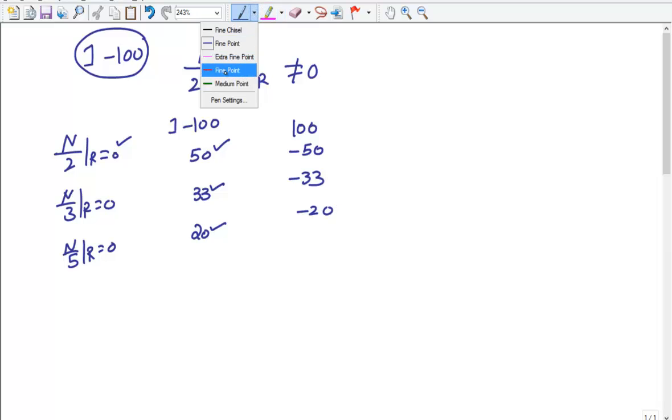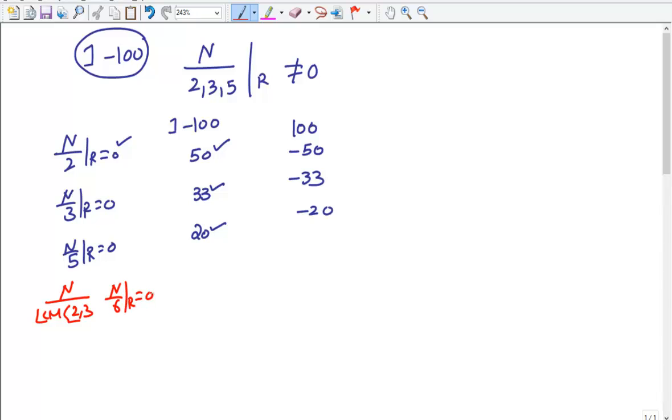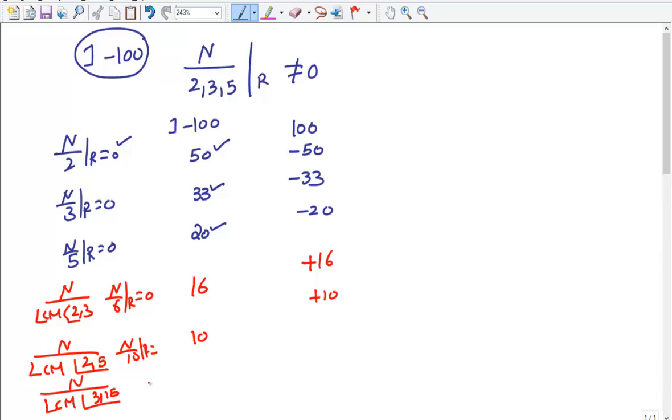To fix it, we need to take n divided by LCM of 2, 3. So that is n divided by 6 remainder 0. How many numbers are there? 16. So we need to add 16 here. Same is the case for n divided by LCM of 2 and 5. That's 10. So we just need to add plus 10. Now again, this time LCM of 3 and 5, that is 15. N divided by 15 remainder must be 0. How many numbers are there? 6 numbers. So we need to add them.